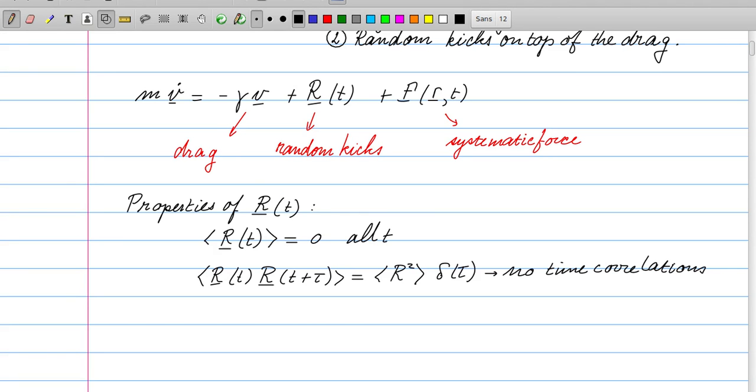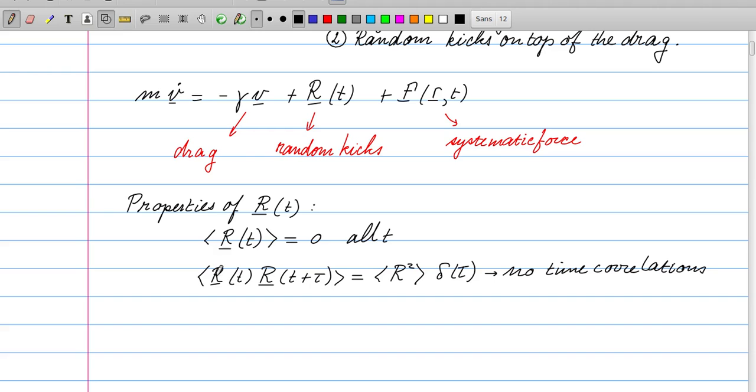The second property of the random force is formulated as a statement about the correlations. So imagine we take the random force at some time t, at some arbitrary time, and then we take the random force at some time tau later than t, so t plus tau. In that case, the expectation value averages out to 0 whenever tau is greater than 0. So when we look at a later time, the random kicks have nothing to do with the random kicks that you saw before.